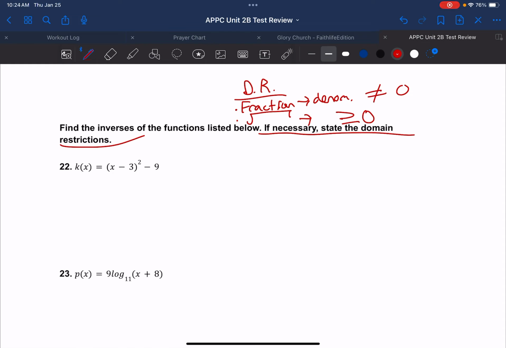So there's no domain restrictions as the function currently is. It doesn't have a square root or a fraction. So I'm just going to go ahead and find the inverse. So I'm going to write it as y, switch x and y.